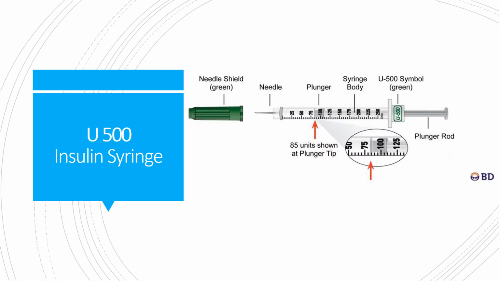Here's an example of a U500 insulin syringe. The top is green and the plunger is gray. It's important to note too that each line of measurement on this syringe measures 5 units of insulin. So you could very easily overdose your patient using this U500 insulin syringe.